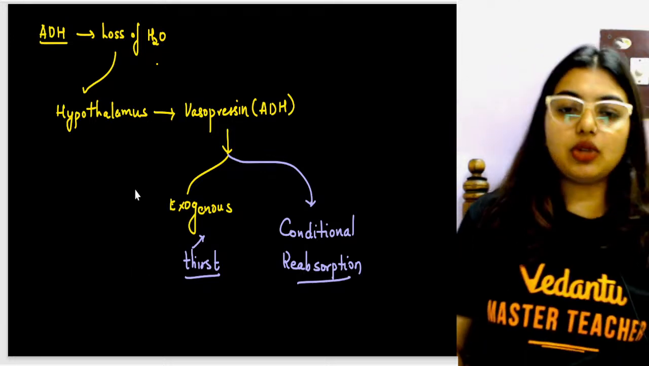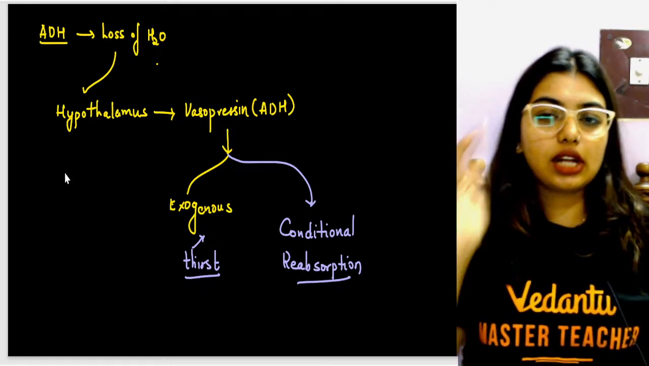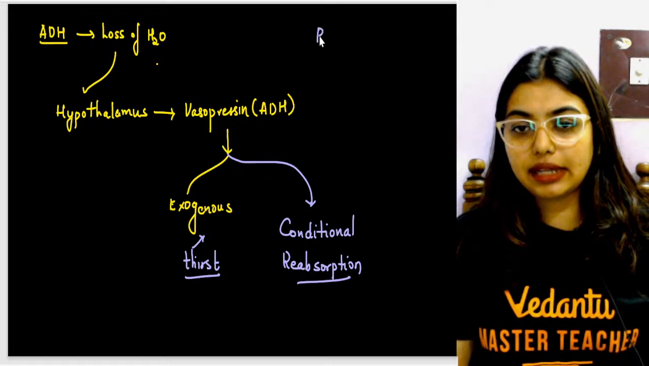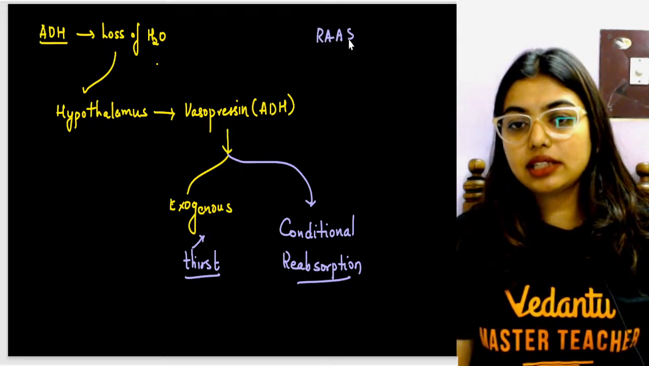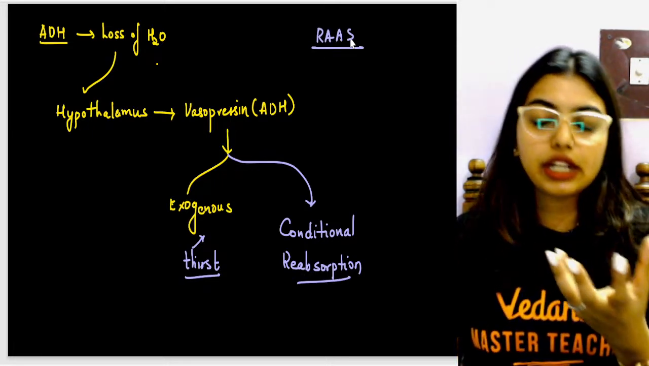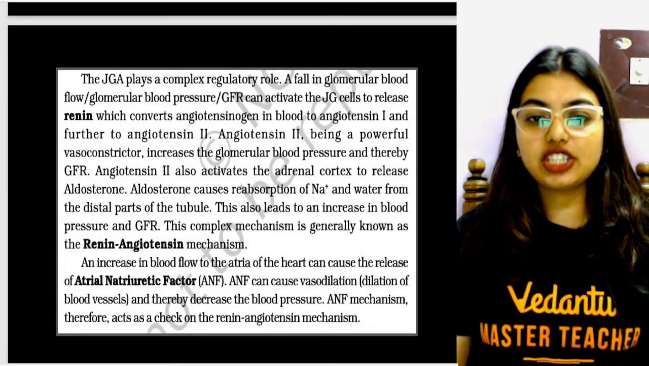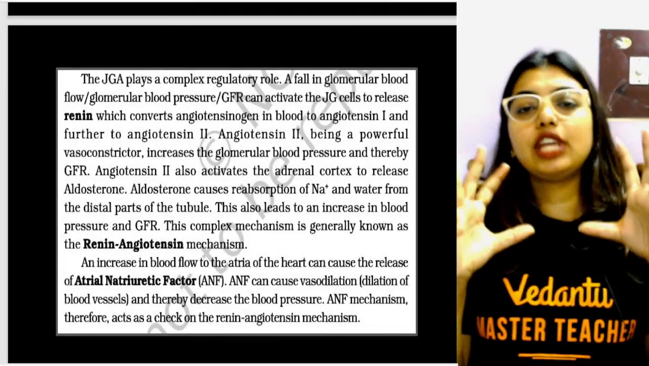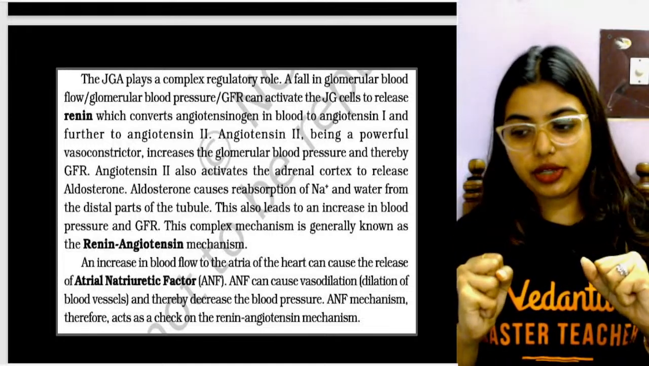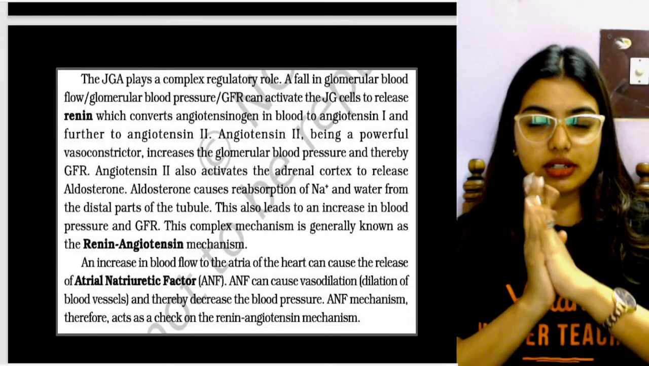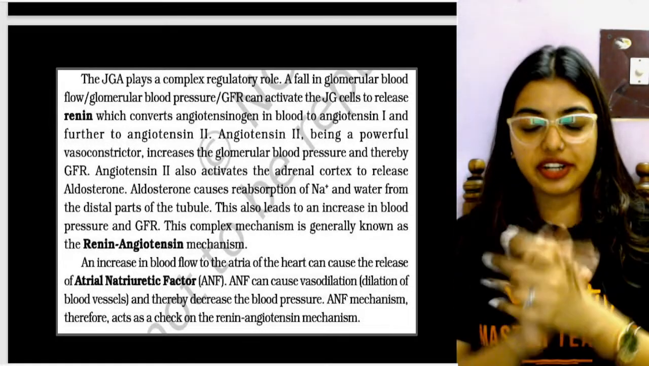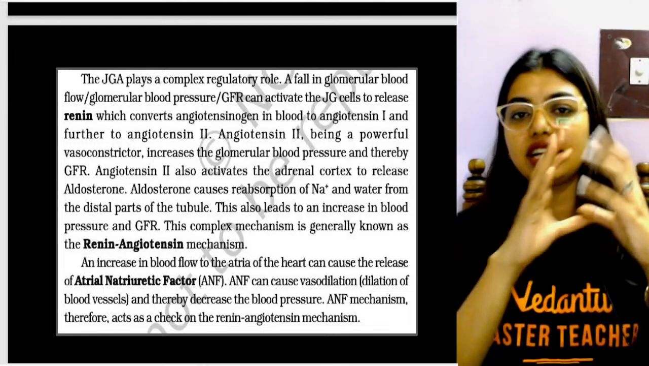Now, ADH is understood. The same thing goes with the RAS mechanism, students. What exactly happens? I'm going to tell you orally. The RAS mechanism happens because there is the JGA apparatus. Your GF, your glomerular filtrate, has some issue.